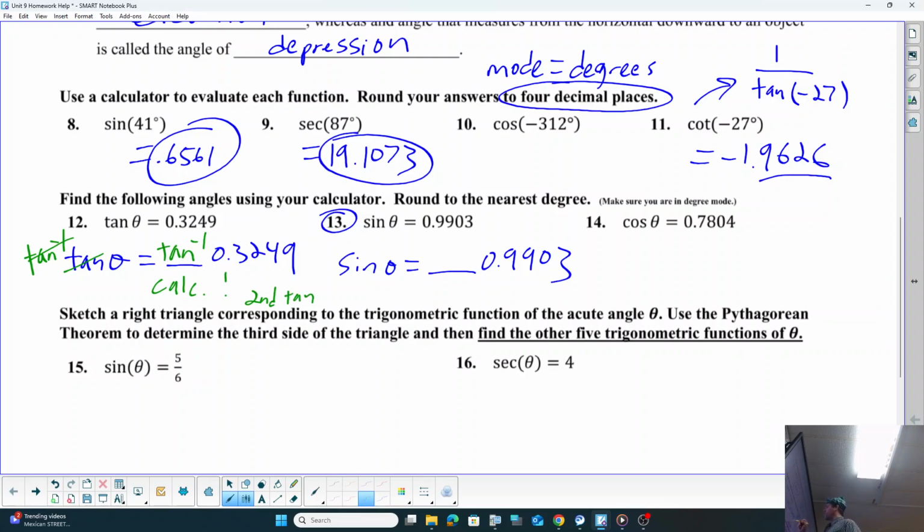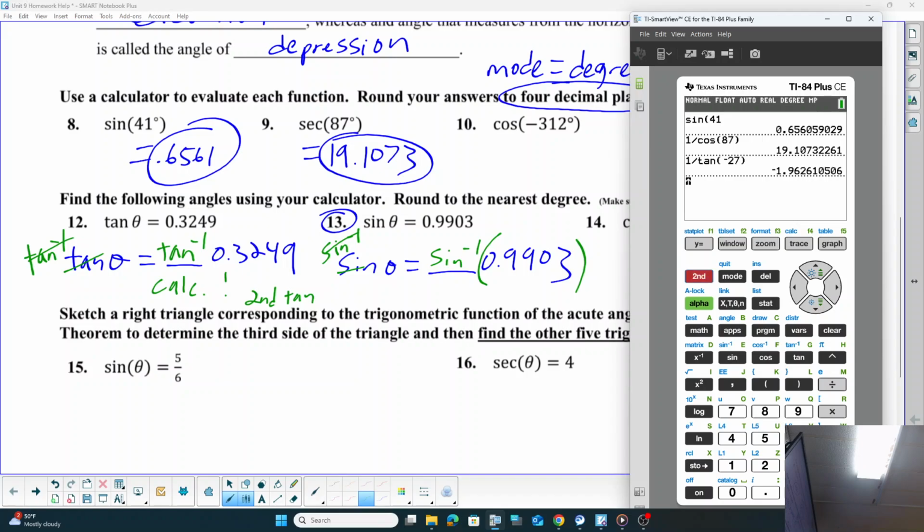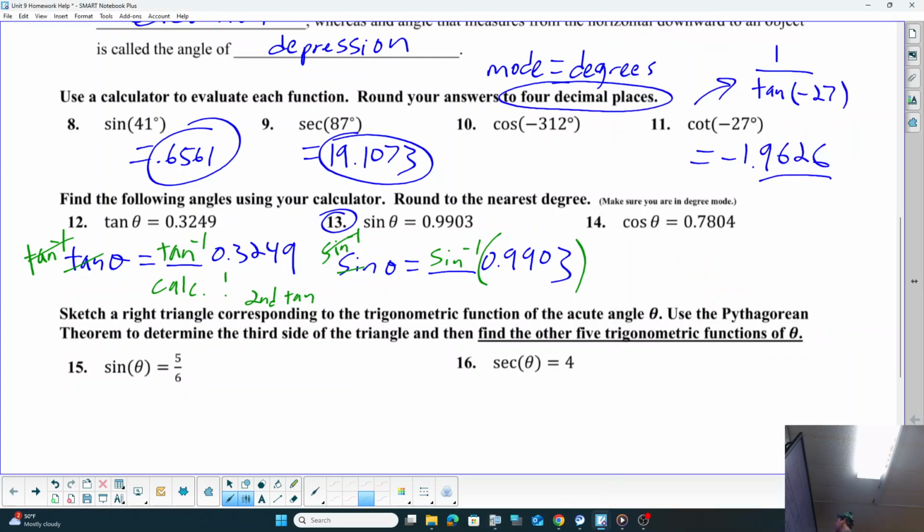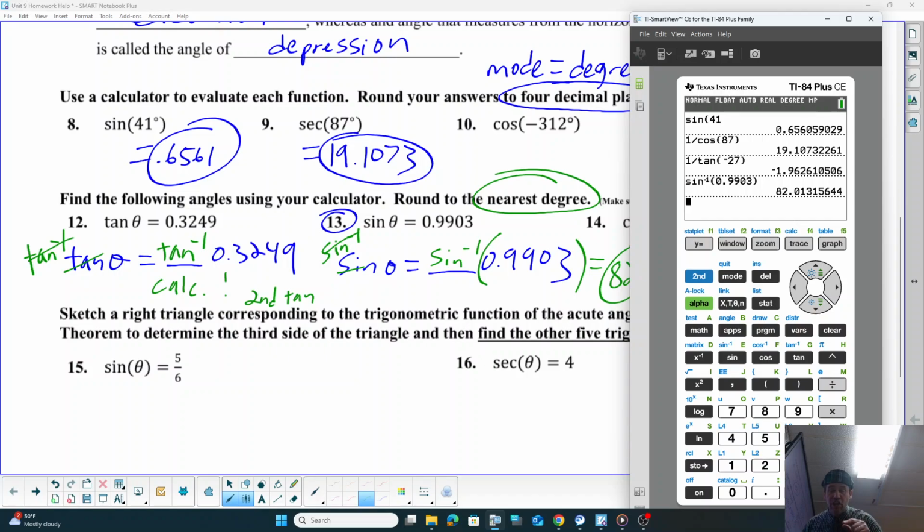Now we're going to do inverse sine. Inverse sine undoes sine. But if you do it to one side, you have to do it to the other side. Let me show it to you. So sine of theta equals 0.9903. You're going to go second sine of 0.9903. And when you plug that in, that's going to give you 82 degrees. It says round to the nearest degree, so you get 82 degrees.